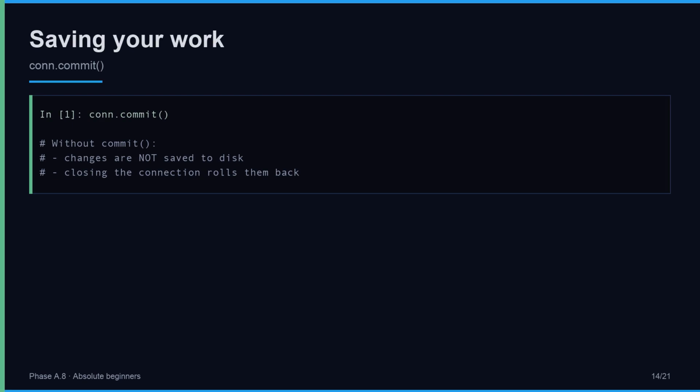Write con.commit, open close parentheses. Commit is the moment your changes are truly written to the file on disk. Without commit, your inserts and table creations live only in memory. Close the connection without committing, and SQLite rolls them back, gone, as if they never happened. Beginners often forget this and wonder why their data vanished. Always call commit after you change data.